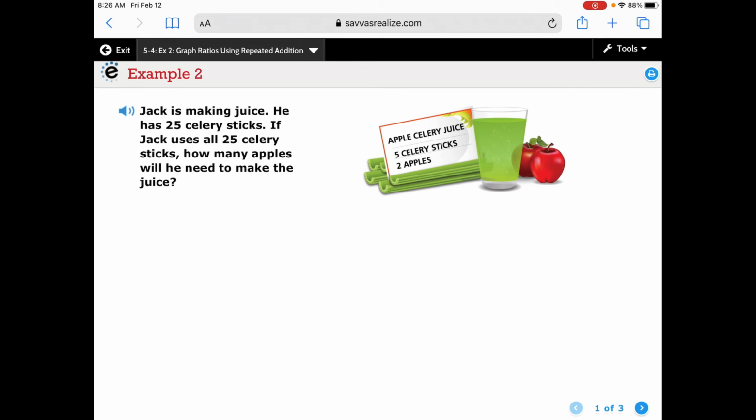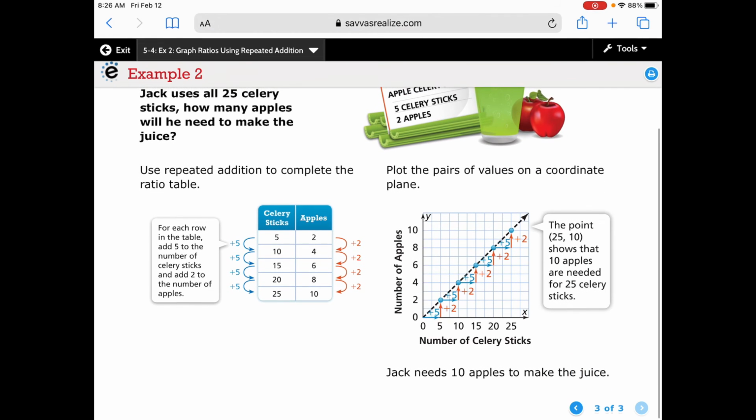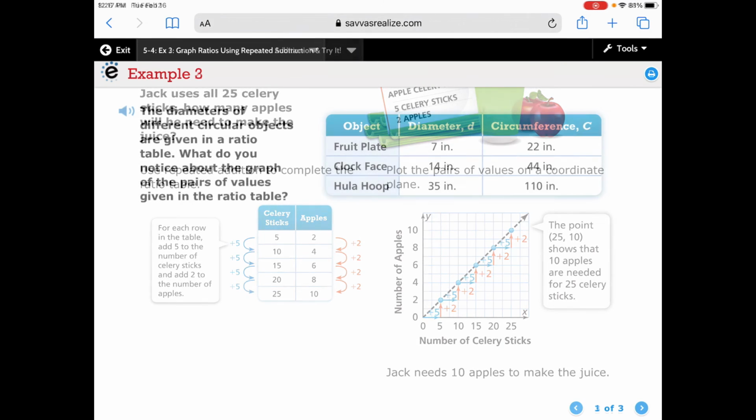Okay, everyone, let's turn to page 287 to follow along with example 2. It says Jack is making juice. He has 25 celery sticks. If Jack uses all 25 celery sticks, how many apples will he need to make the juice? Right, so we can set up a table so we can see that 25 celery sticks, and if we know that 5 celery sticks will get you 2 apples, we just keep adding by 5, and we add by 2 for the other one. All right, so we can see that 25 celery sticks will need 10 apples. All right, we could also graph this. There's another way of doing it. Jack needs 10 apples to make the juice.